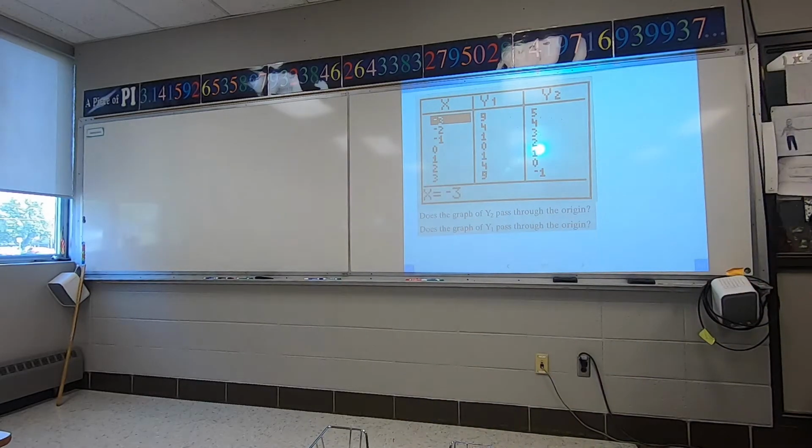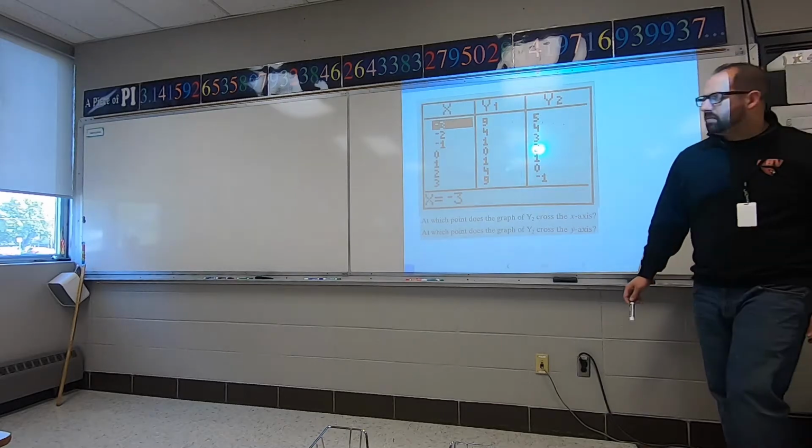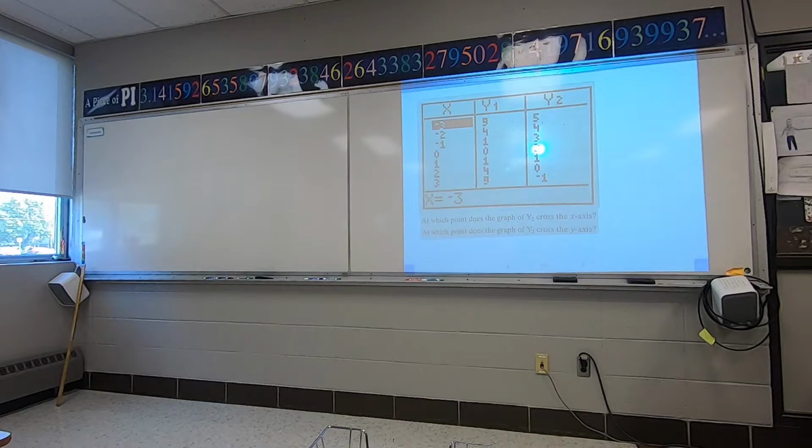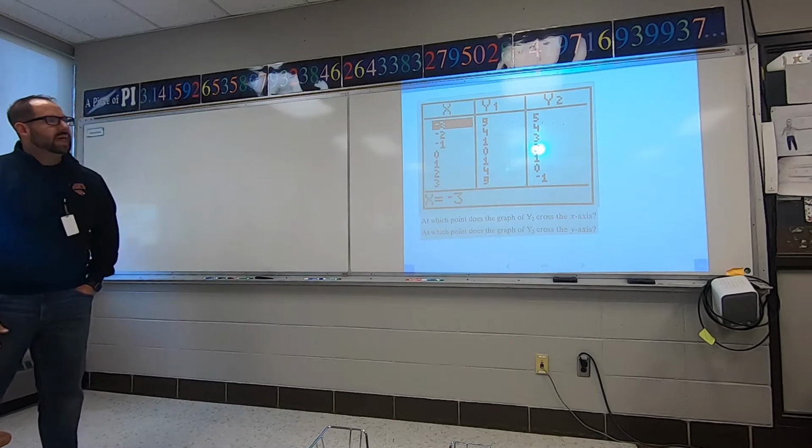So this is now your question number 6. Same thing, it's the same table. Does y2 hit the x-axis? And where, if it does? Does it hit the x-axis? And where would it hit the x-axis? And the same question for y2, does it hit the y-axis? Yes or no? And if it does, where? Again, we're doing y2 here. So lock in your answers here.